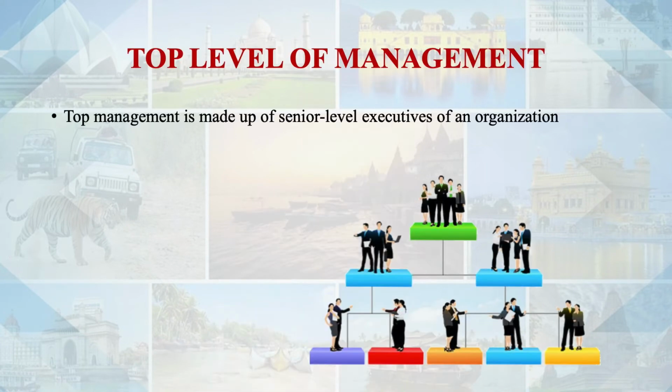However, I shall prefer to give a brief on top management and middle management too before going into the details of first line management. Top management. Top management is made up of senior level executives of an organization. Job titles such as Chief Operating Officer, Chief Executive Officer, Chief Financial Officer, President or Vice President are commonly used by top managers in organizations. In addition, the Board of Directors also belongs to top management.